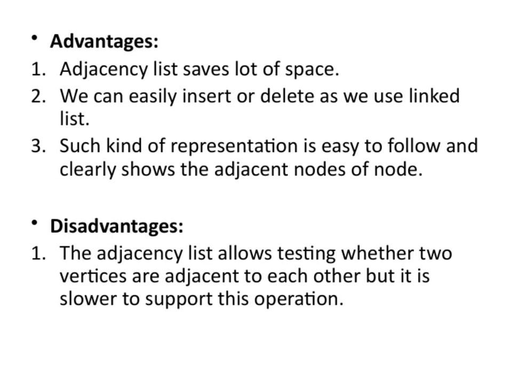Let's talk about the advantages of using adjacency lists. One of the biggest benefits is that they save a lot of space, especially when dealing with sparse graphs. Since we only store information about existing edges, it's much more efficient compared to other representations. Another key point is flexibility. We can easily insert or delete edges because we use linked lists for each adjacency. This makes updates straightforward and efficient, which is really useful when the graph changes frequently.